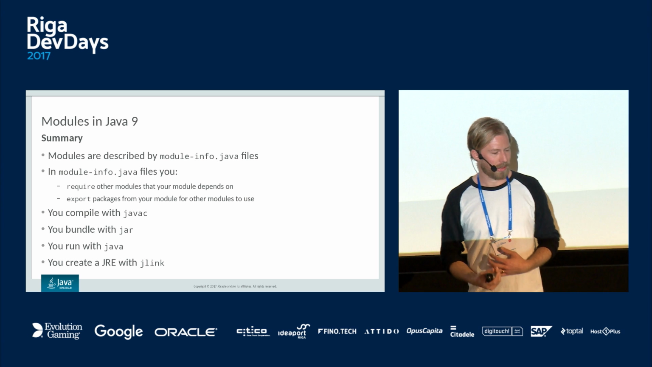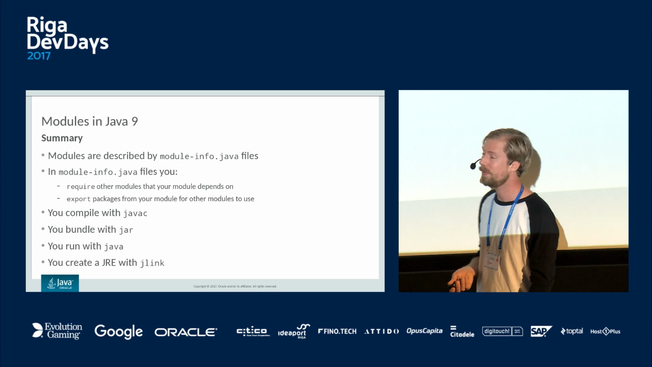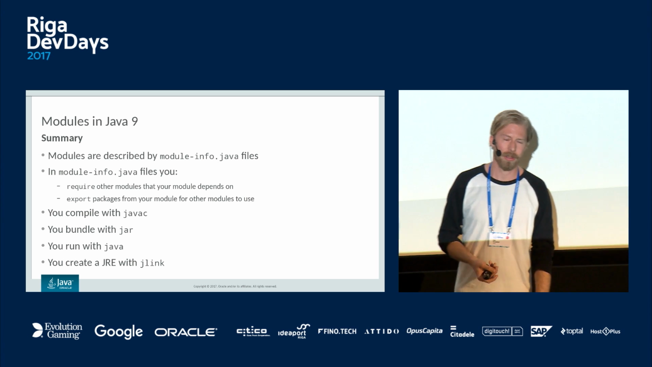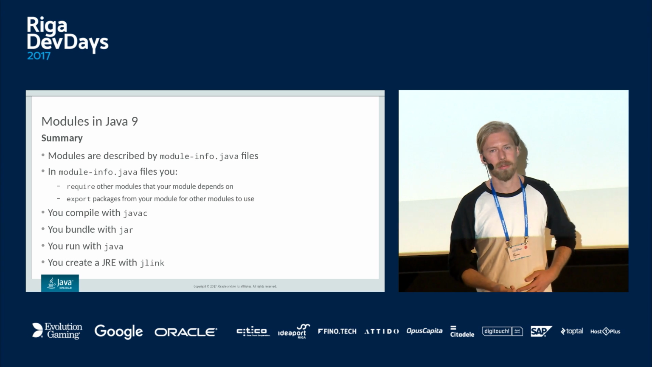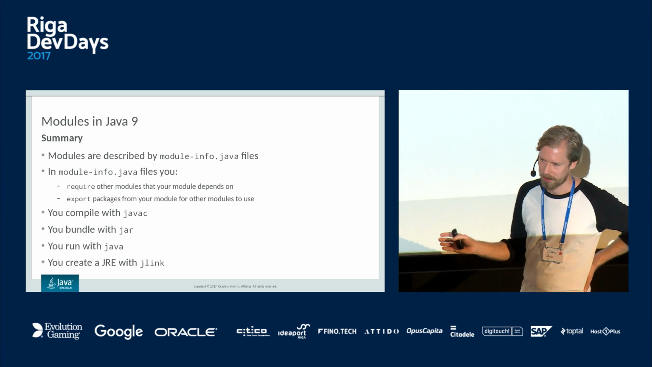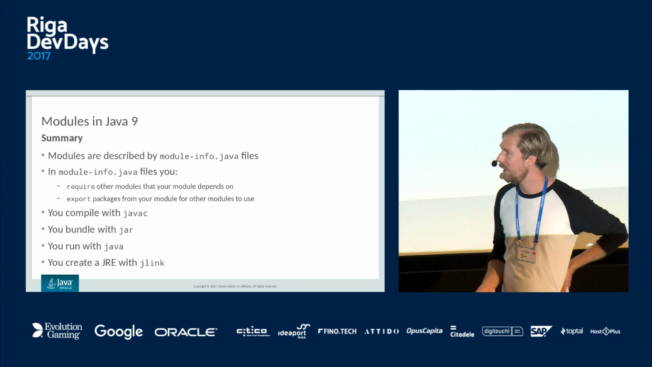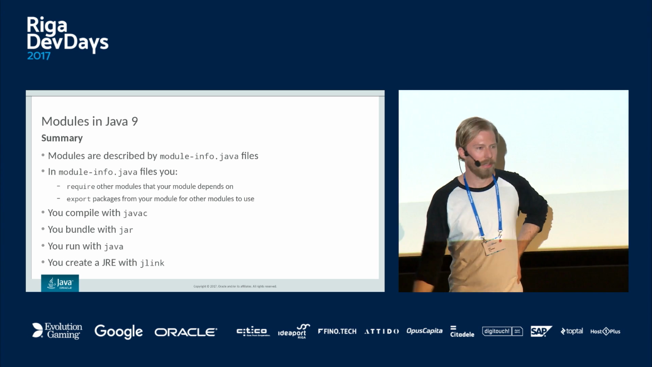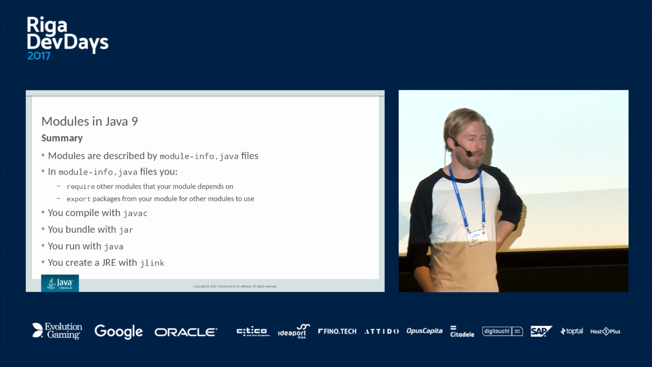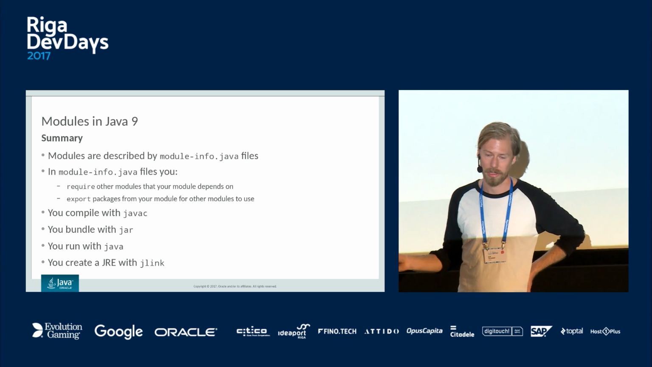So to summarize this and wrap it up a little bit, the modules are described by module-info.java files. In those module-info.java files, you will require other modules that your module depends on. You will export packages for other modules to use. You will also name your module. And as usual, the tools you know and love: you compile with javac, you bundle it up with jar, and you run it with java. And new for JDK 9, you can now create your own JRE with jlink.